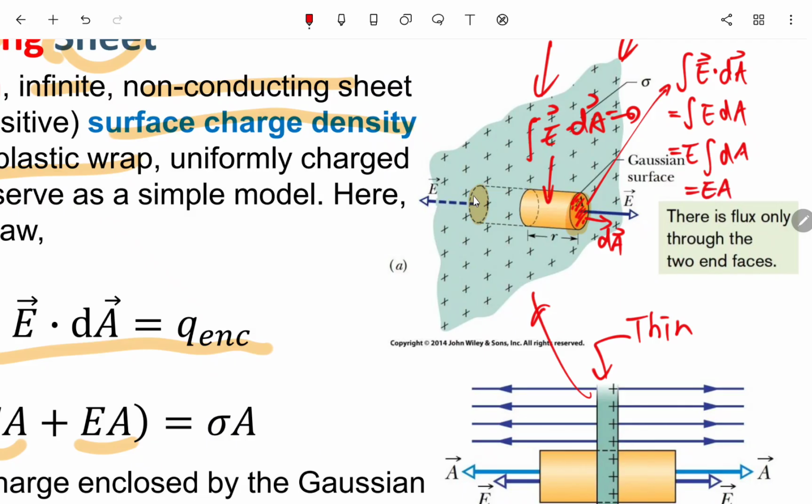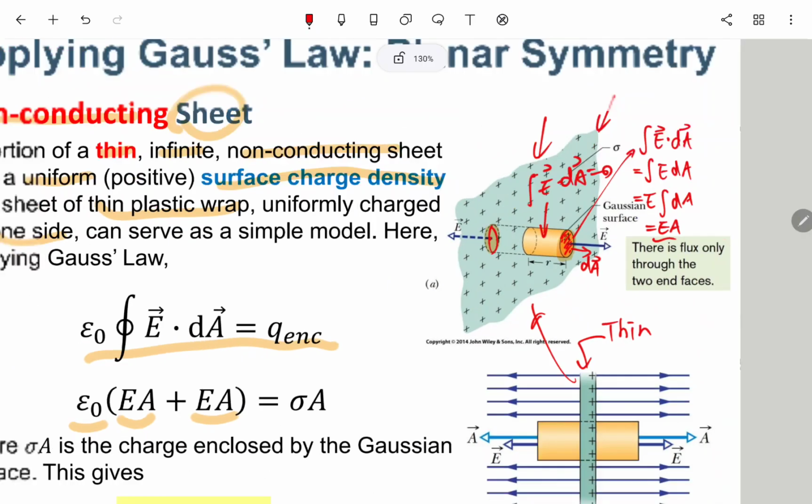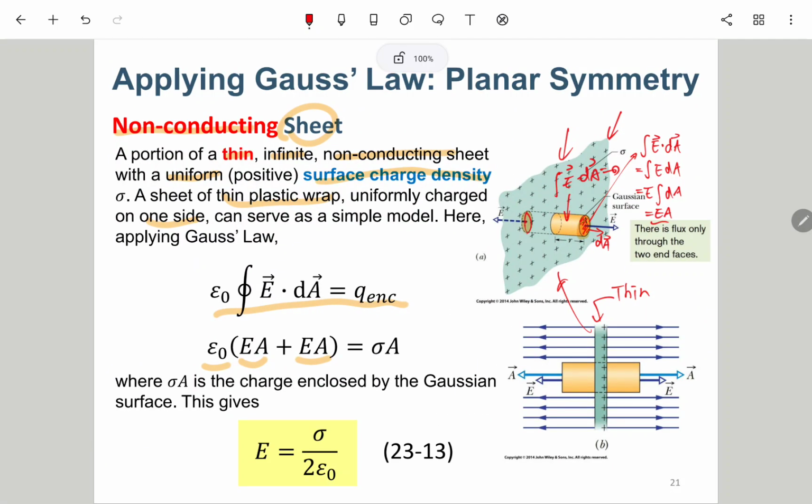And the left one is also non-zero, because it's a thin non-conducting sheet, so it will generate an E field on both sides. According to symmetry, this one will also have this amount of total flux. So EA plus EA, one from the left side and one from the right side. For the left side, dA also points to the left side, so E and dA point in the same direction and both are positive. So we have EA plus EA here.